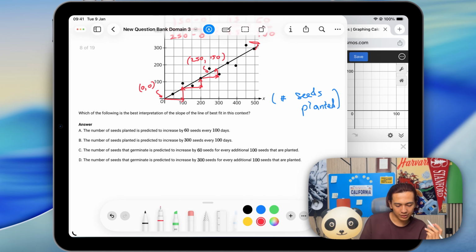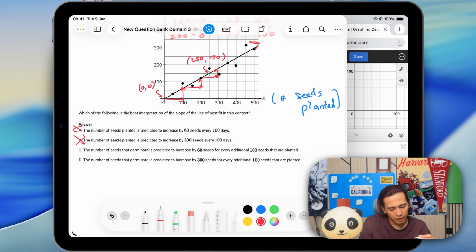So the number of seeds planted is predicted to increase by 60 seeds every 100 days. Where did the measurement of days even come from? We just have two variables here, the number of seeds planted and the number germinated. We don't know the correlation in terms of days. The number of seeds planted is predicted to increase by 300 every 100 days. No, every 100 days it's going to be 60.